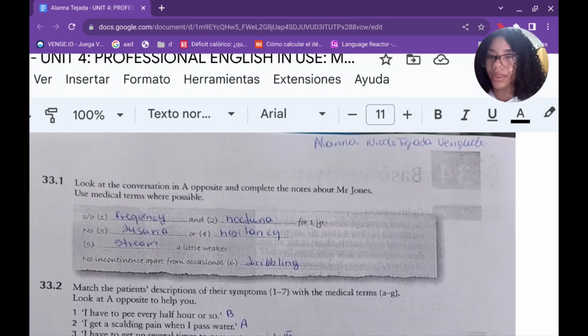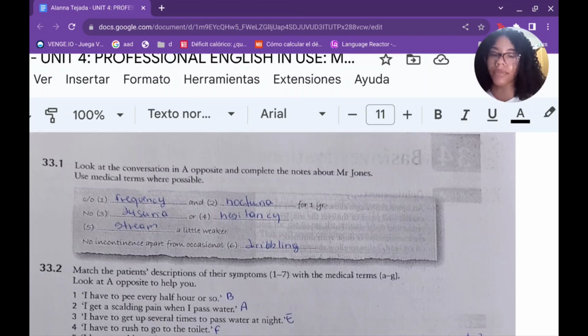3.1 Look at the conversation in A opposite and complete the notes about Mr. Jones. Use medical terms where possible. Complains of frequency and nocturia for 1 year. No dysuria or hesitancy. Stream a little weaker. No incontinence apart from occasional dribbling.